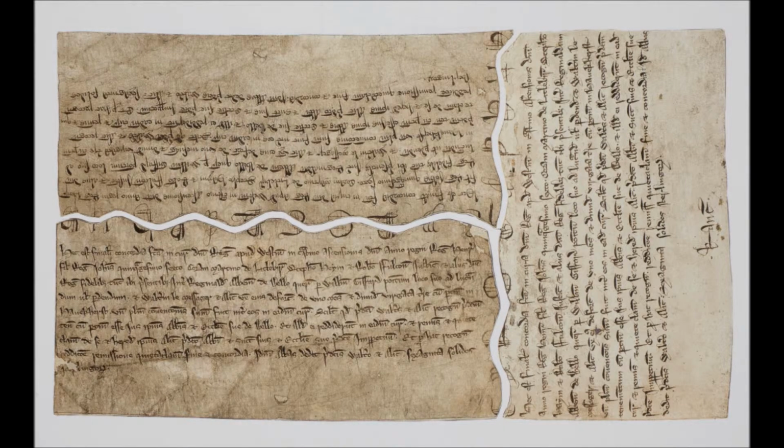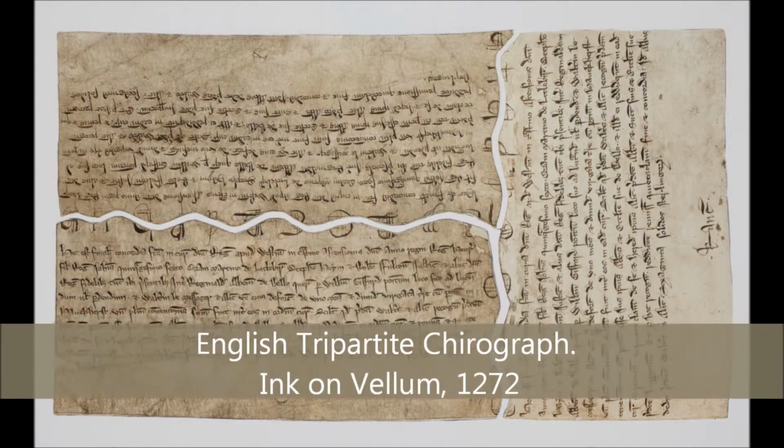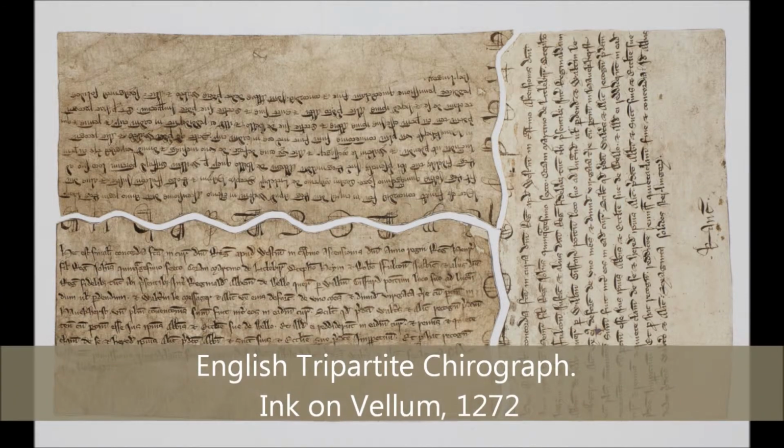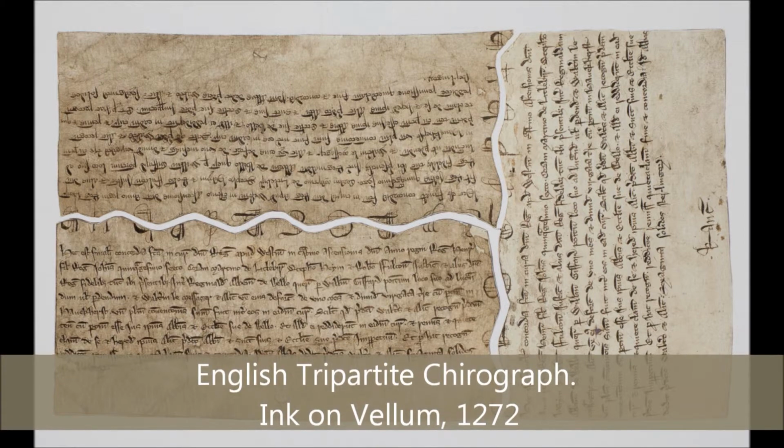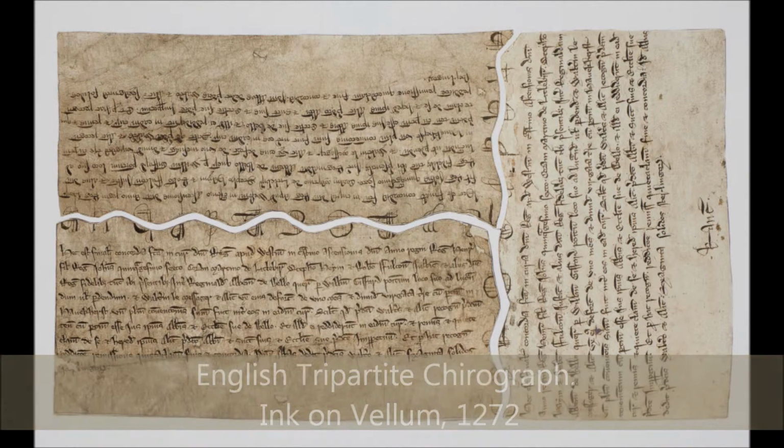England was also using the chirograph to protect written documents such as bonds and loans. Here we have an English tripartite loan. It's cut through with a wavy line.